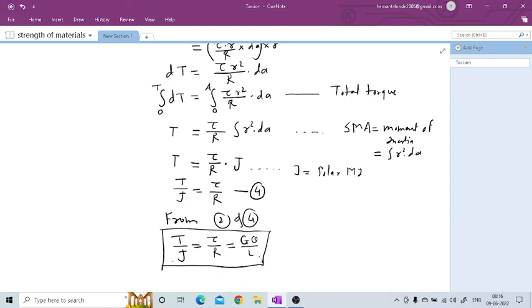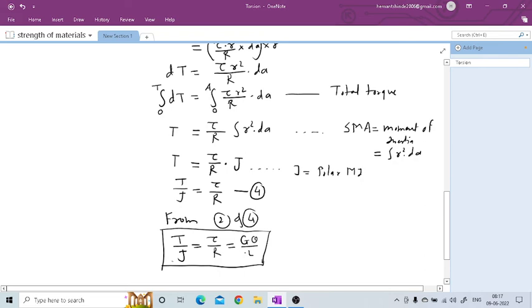Now this equation will provide you the value of torque which is required, or you can calculate shear stress, or you can calculate the angle of twist produced in the torsion. Now I will repeat the terms. T means torque, J means polar moment of inertia, tau shear stress, R maximum radius, G modulus of rigidity, theta angle of twist, and L is the length.